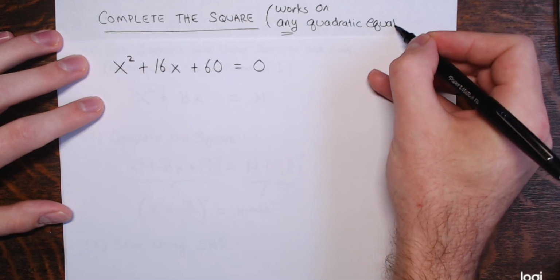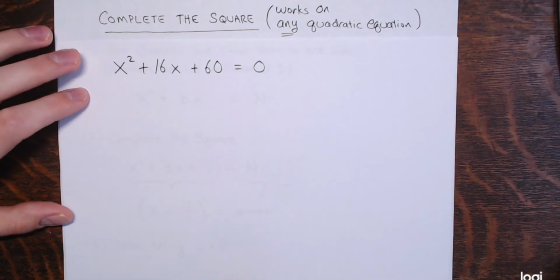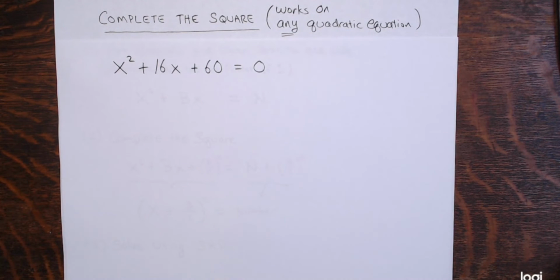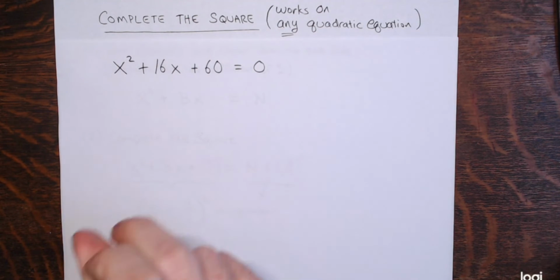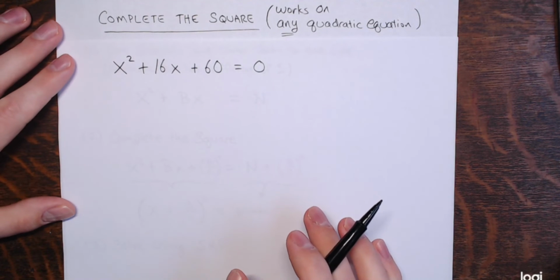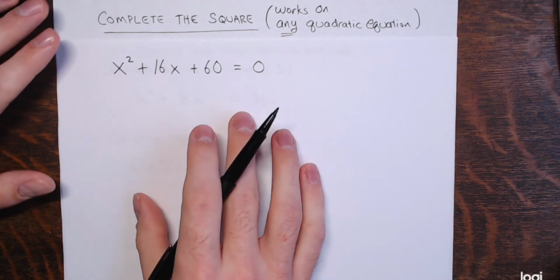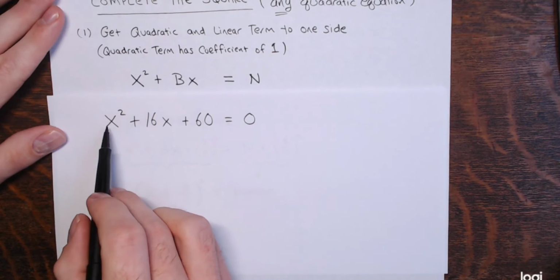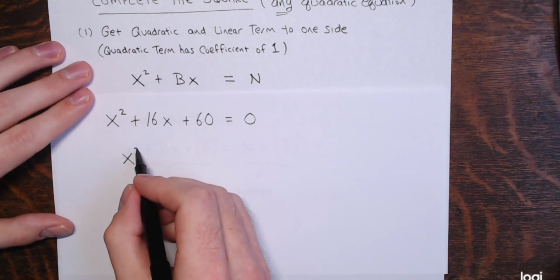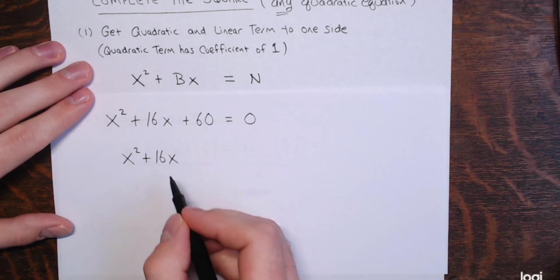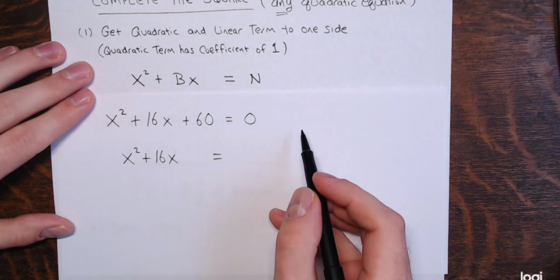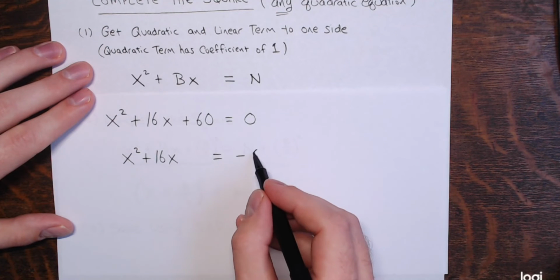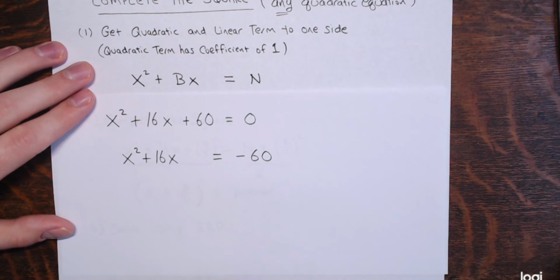Sometimes a quadratic is prime. Sometimes a quadratic polynomial can't be factored. But this complete the square method works on any quadratic equation. You can always use it to solve a quadratic equation. So that's why I prefer it, actually. So that first step was, get the quadratic term and the linear term, the x squared plus 16x, to their own side, and then all the constants on the other. So I'm just going to subtract 60. So I have 0 minus 60, or negative 60 on the right.